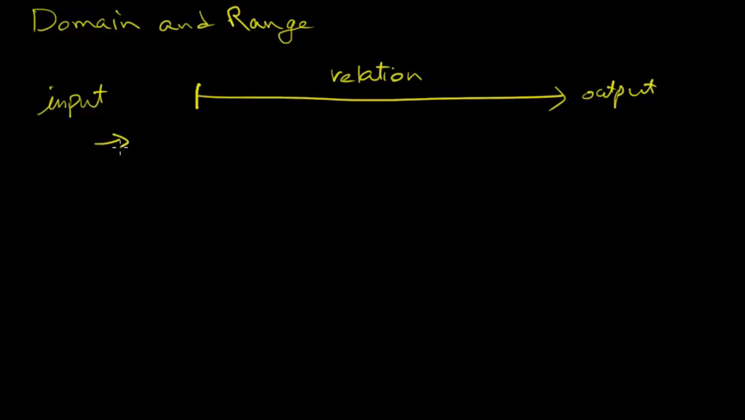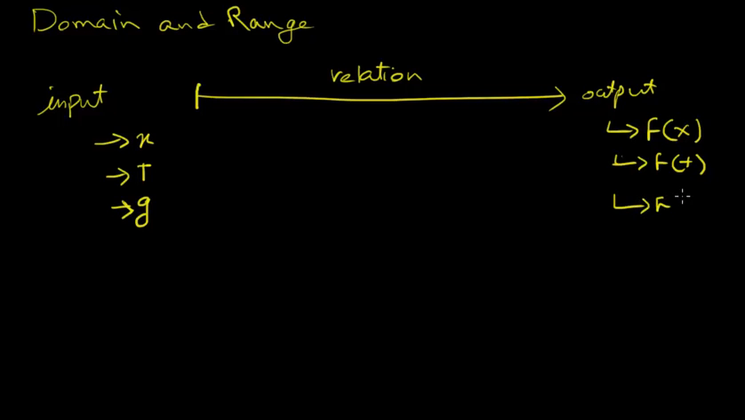If you put x into the function, then you get f of x as output. If you put t into the function, then you get f of t as output. If you put g into the function, you get f of g as output. But there is one rule, and that is you can only have one relationship between input and output. That's why a function must be single valued.